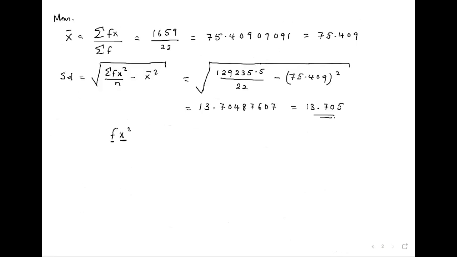Wonderful. Then the next question says, find the median. The median is found by the formula L plus N over 2 minus cumulative frequency over f, the frequency, times height. So what does that mean? You go to the number. For you to get the median, you first get the middle interval.